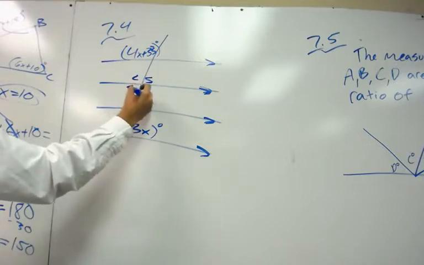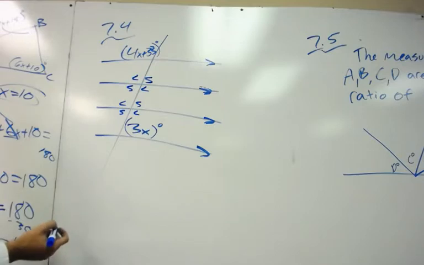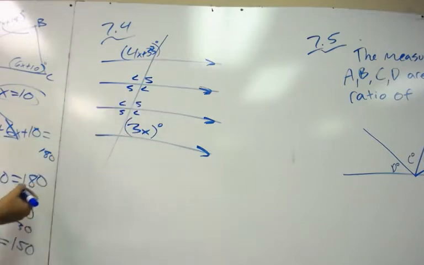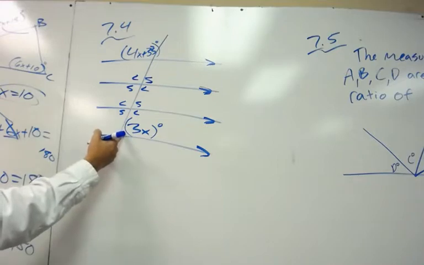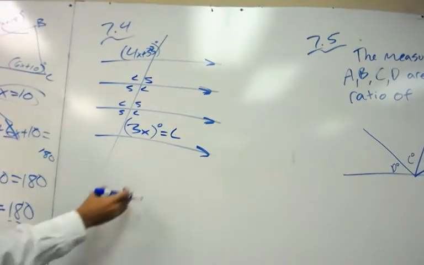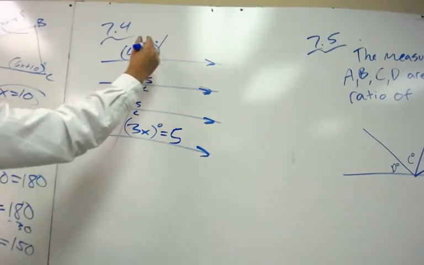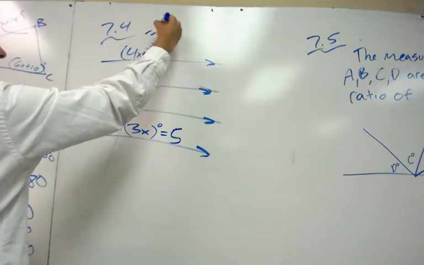All the small angles are the same. All the large angles are the same. So small angles are congruent. Right here, 3x would be an example of a small angle. 4x plus 33 would be an example of a large angle.